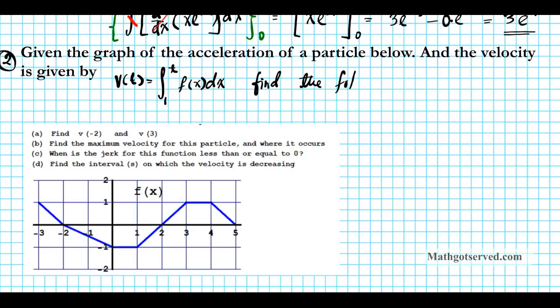Alright, so let's start with the a part. With the a part, we have to find two things, v of negative 2 and v of 3. So let's start with v of negative 2. v of negative 2 just involves substituting negative 2 for t here. So how does that affect this expression? It makes it the integral from 1, instead of all the way to t, is going to go to negative 2 of f of x dx.